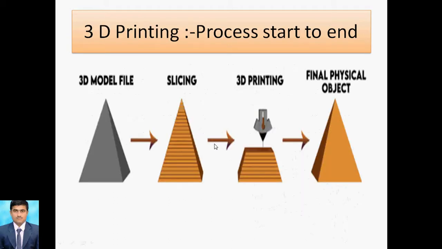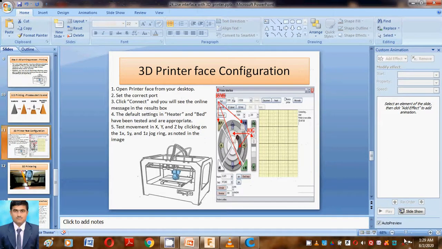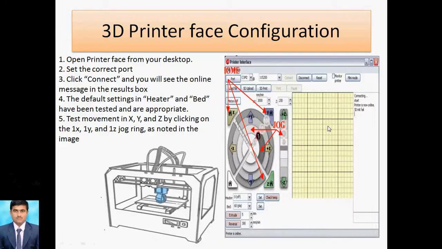So for the final approach, we have to create a 3D model file, then slice with the Cura software, and this is fed through the memory card to the 3D printer, and after that formation starts, and then the final object is there. So this is the process from start to end. Now how it creates, that's why we have to interface with the 3D printer.